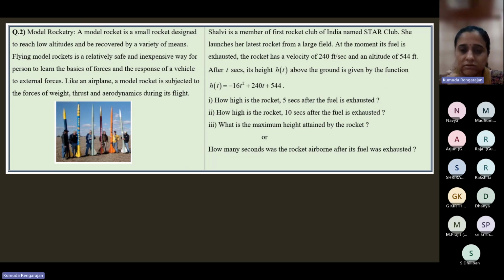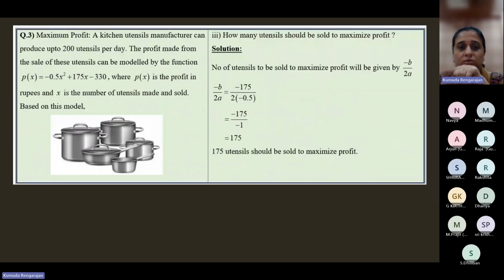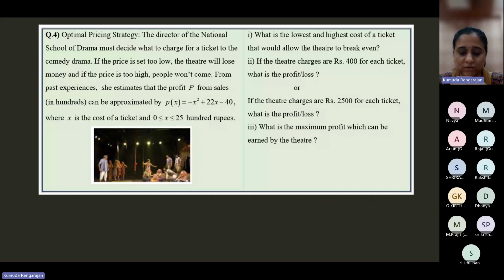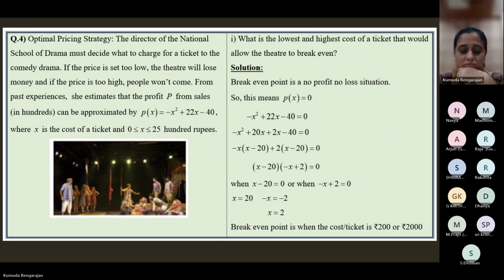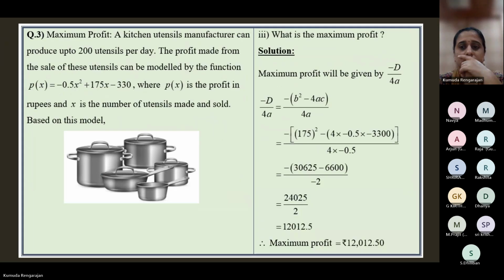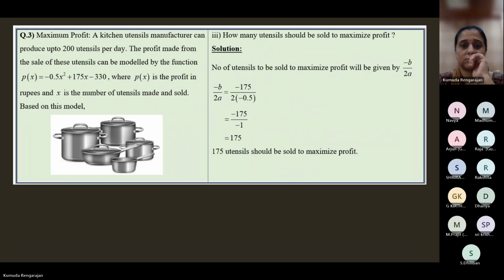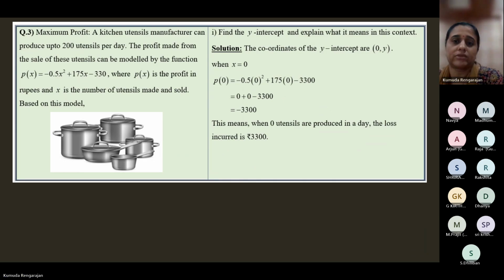I'll just take up one where, that I was telling you, this one. Yeah, we'll do this one so that I can explain something different. We'll do this and wind up the session for today.